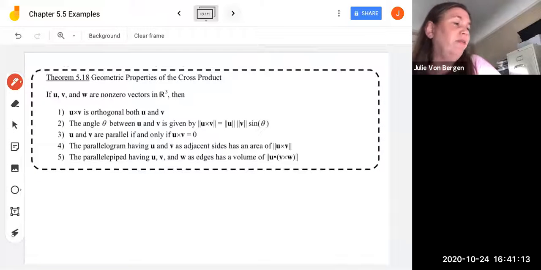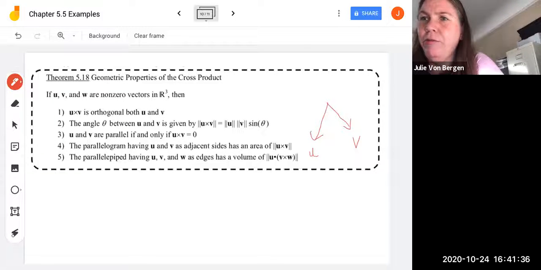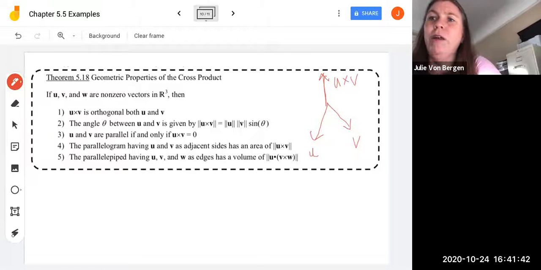And then theorem 5.18 is some geometric properties of the cross product. So we're going to assume u, v, and w are non-zero vectors in R3. Then u cross v is orthogonal to both u and v. So what that looks like, I'll do my best to draw. Here's u, here's v, and then u cross v is orthogonal in R3. So it's orthogonal to the plane where u and v meet. The angle theta between u and v is given by the norm of u cross v, which is the norm of u multiplied by the norm of v multiplied by sine theta.